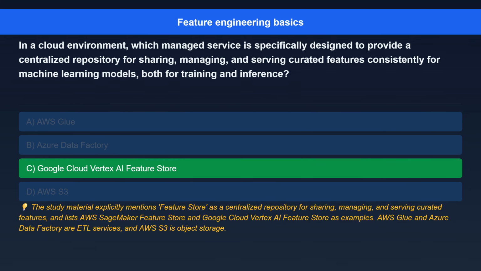The correct answer is Google Cloud Vertex AI Feature Store. Here's the explanation. The study material explicitly mentions Feature Store as a centralized repository for sharing, managing, and serving curated features, and lists AWS SageMaker Feature Store and Google Cloud Vertex AI Feature Store as examples. AWS Glue and Azure Data Factory are ETL services, and AWS S3 is object storage.